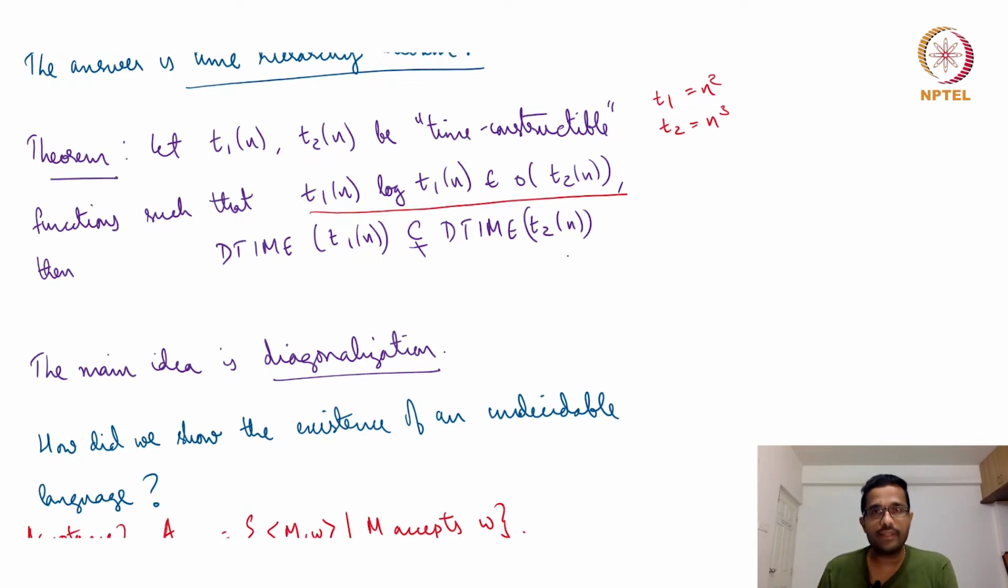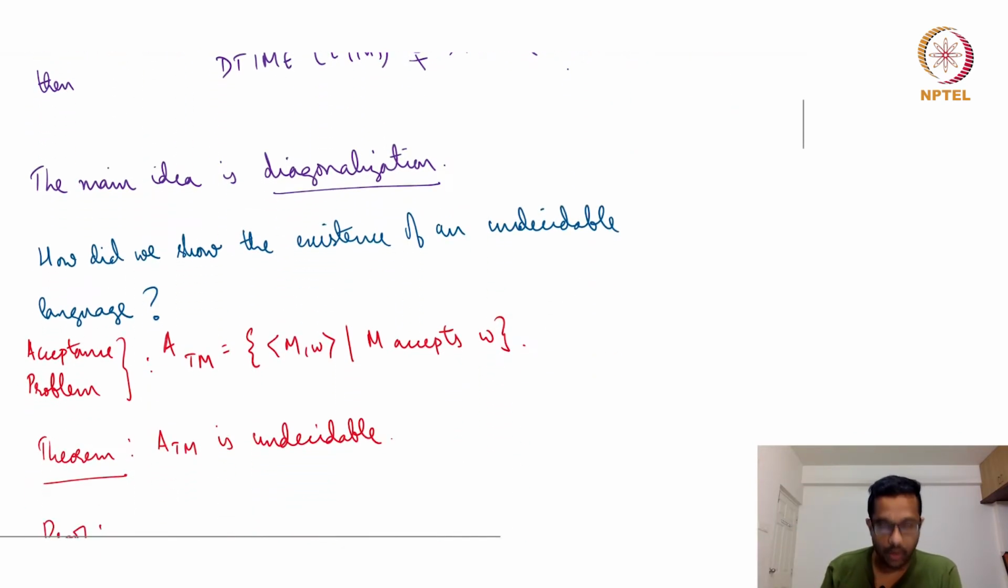You may have seen diagonalization in the theory of computation course to show undecidability. However, we will do a very small recap here because the proof of the time hierarchy theorem is along very similar lines. So it will also help as a small warm up to see the diagonalization.